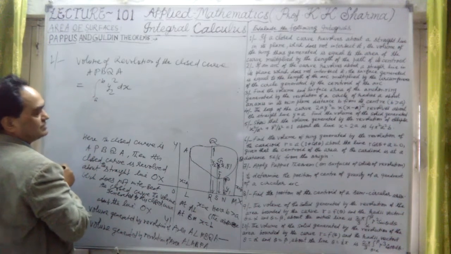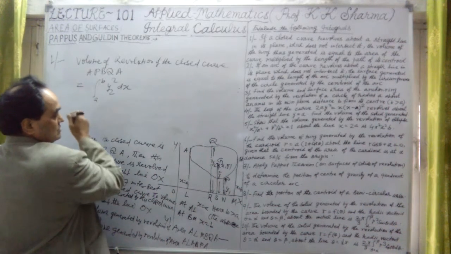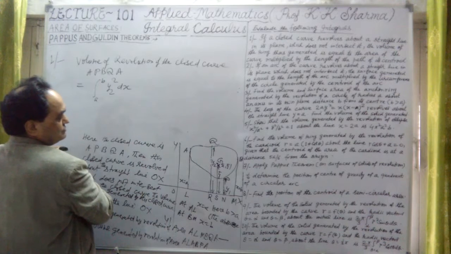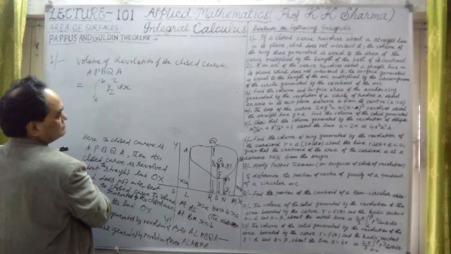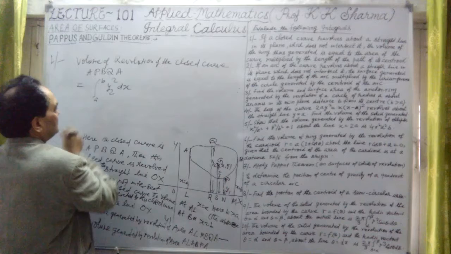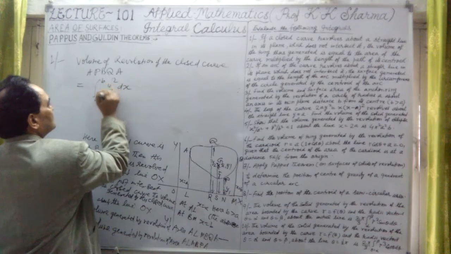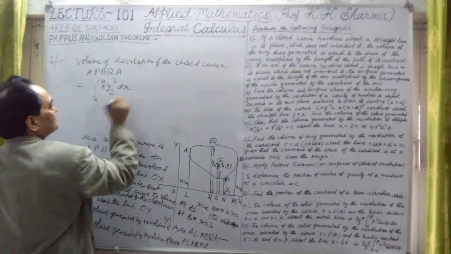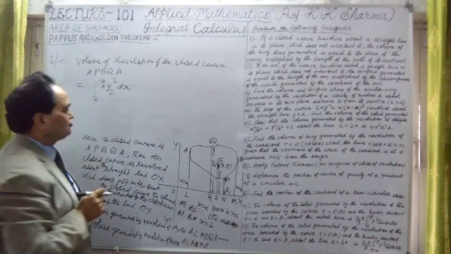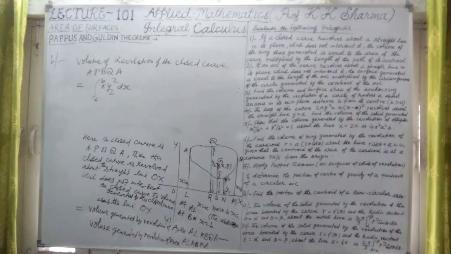By 2 square into dx. Okay, this is pi into y2 square, because this is the closed curve here. The area of this is pi into y2 square. That is the area here, pi into y2 square that I have taken here, into dx.